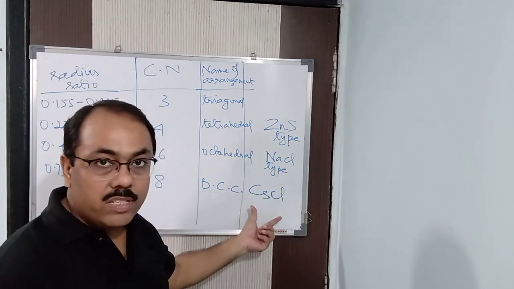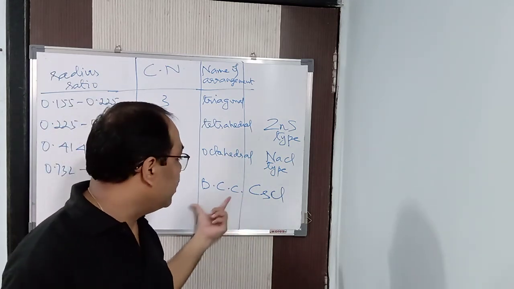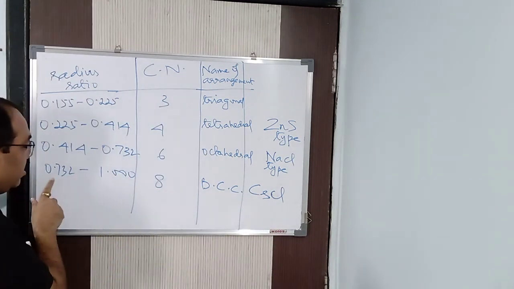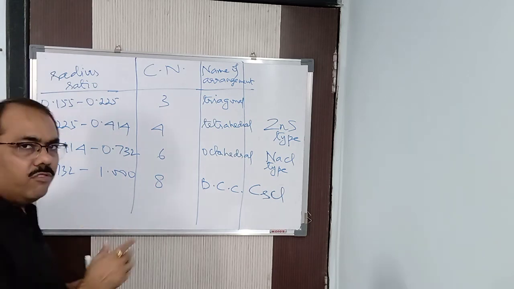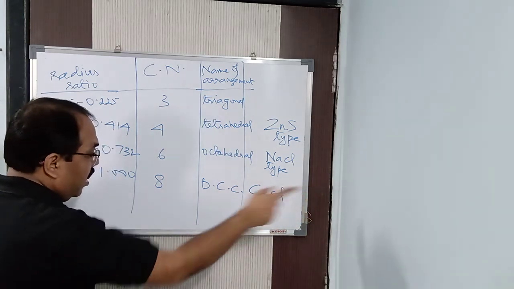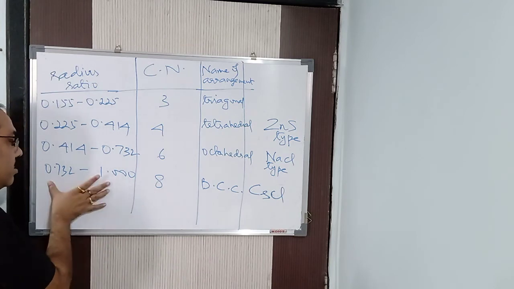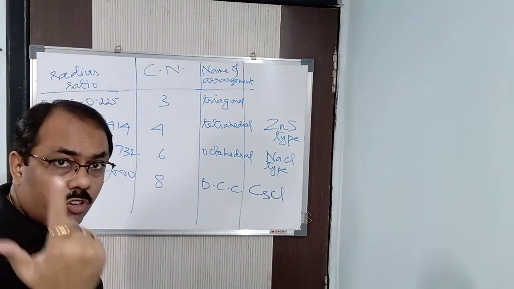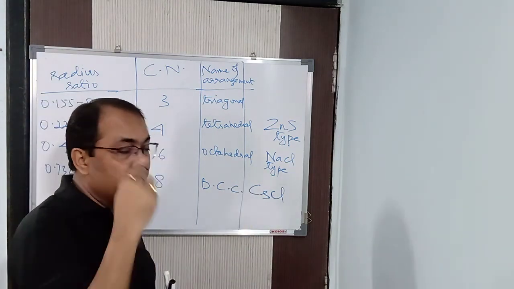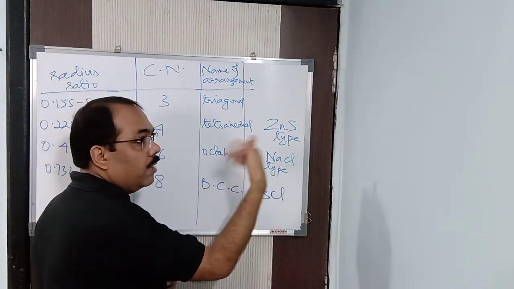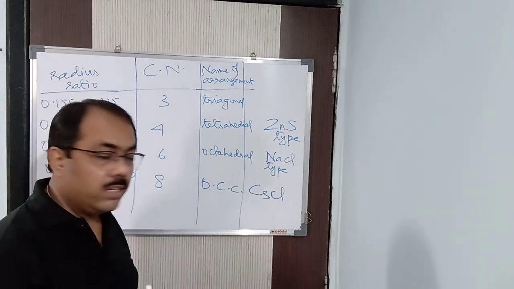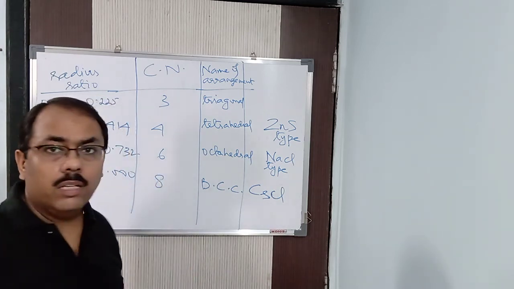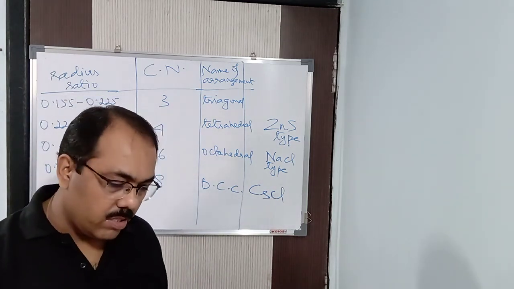Generally in your numericals, instead of BCC, the words will be cesium chloride type. That means it is talking about BCC. What is the coordination number? 8. What is the radius ratio? This. So if one word is given, you can know the rest. If BCC, the coordination number is 8, the radius ratio will be this, and the type is CsCl. NaCl type is very commonly used in numericals. That means it is octahedral, the coordination number is 6, and the radius ratio will be this. Clear? Fine.